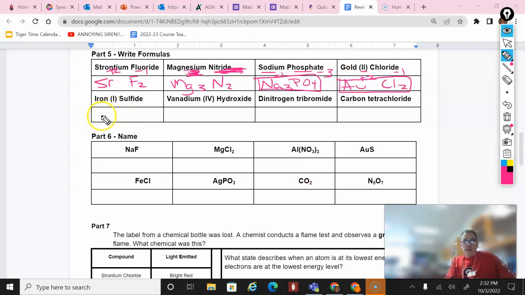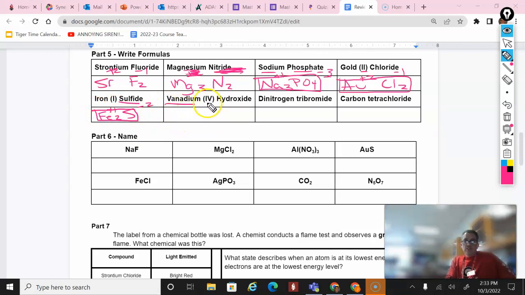Iron and sulfur. Iron is Fe. The 1 is a +1. Sulfur on my periodic table is an S. In fact, it is also under oxygen, so it's -2. Switch up my charges. 2 ends up over here with the iron, 1 ends up with sulfur, which we don't need to write. And that would be my answer.